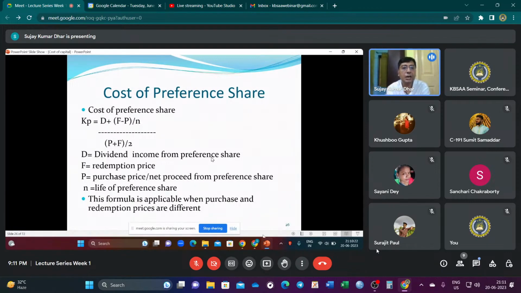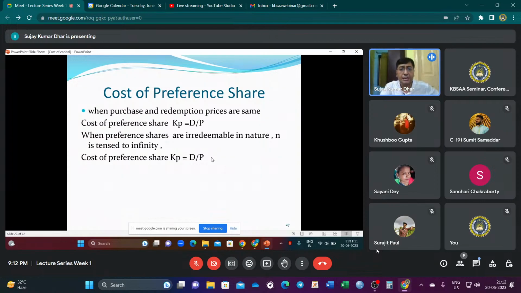Now, cost of preference share formula. If you compare, in debenture we are getting interest, so we started with R. In preference we are getting dividend, so we are starting with D. When the company is paying interest to the debenture holder, the company is enjoying tax shield, so R into 1 minus T. But when the company is paying dividend to shareholders, no tax shield is enjoyed, so no 1 minus T. But the remaining part is same, F minus P by N, P plus F by 2. P is the purchase price, F is the redemption price. Now this is the formula of cost of preference when purchase and redemption price are different.